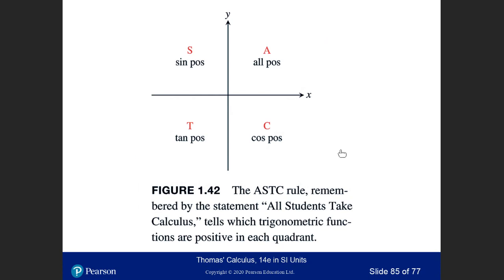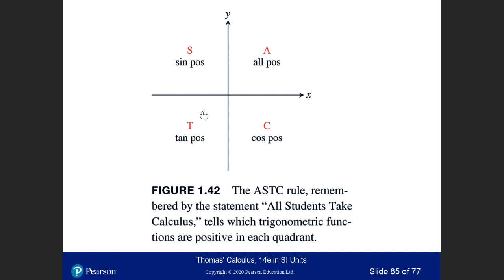These show in which quadrant you have positive or negative values for trigonometric functions. Here in this quadrant, all of them are positive. The angle is between 0 and pi over 2. Here, sine is positive, but cosine is negative. So the sign of the other trigonometric functions follows. For instance, tangent is negative here because cosine is negative.